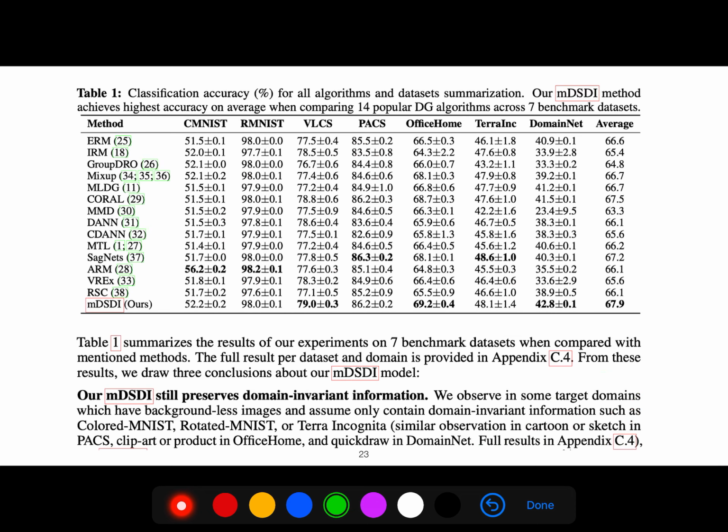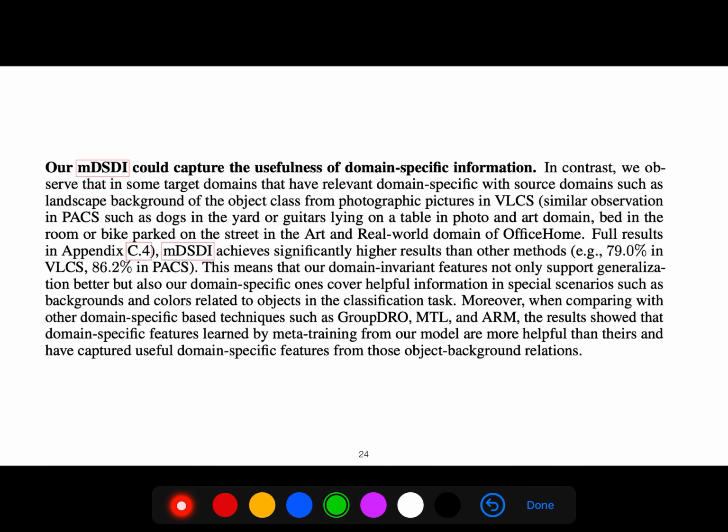Because this is a domain generalization paper, the target is unseen. So we go to individual domains and see the accuracy of each. For example, for the Office-Home dataset, you see the method of this paper has an accuracy of 69%. So their model could capture the usefulness of domain-specific information.